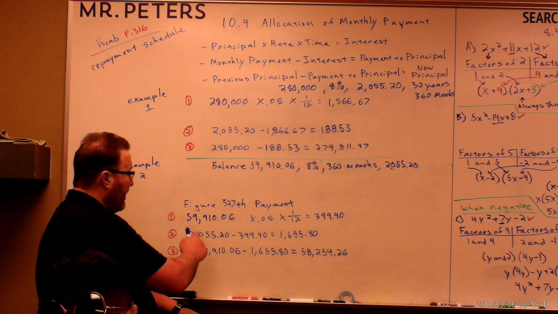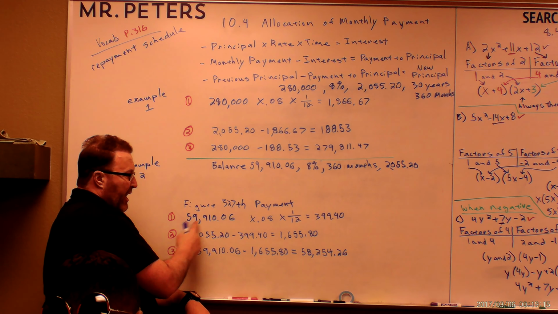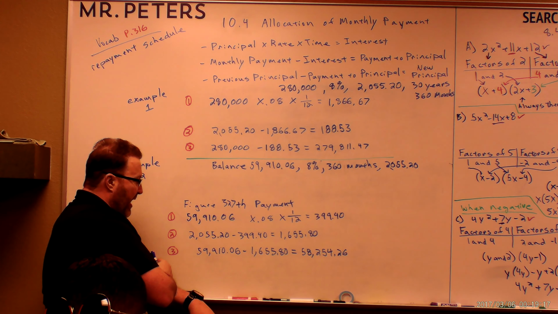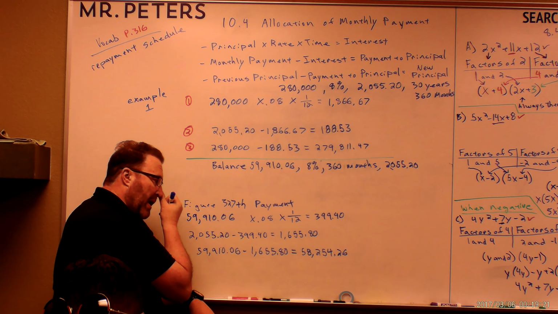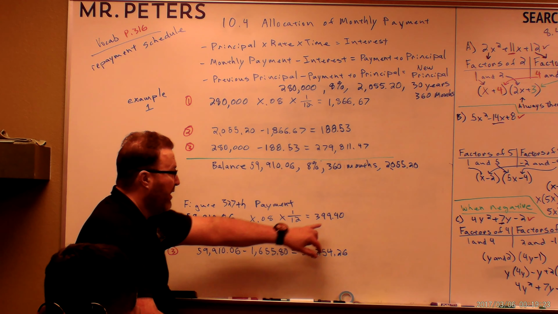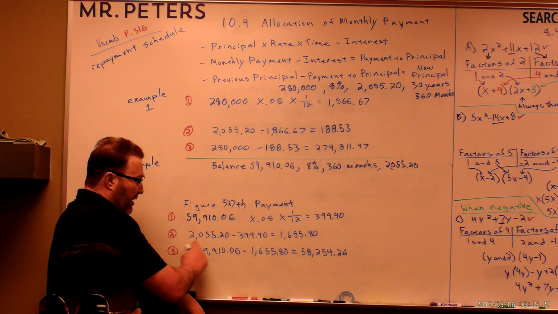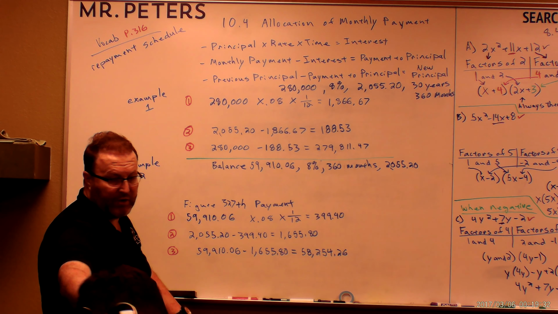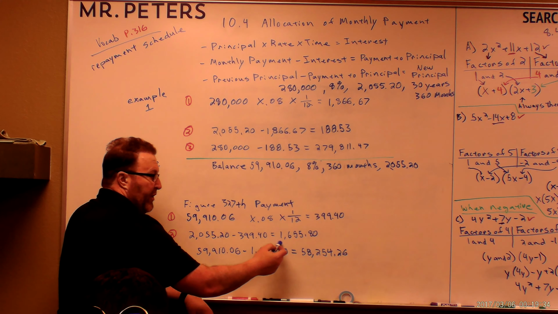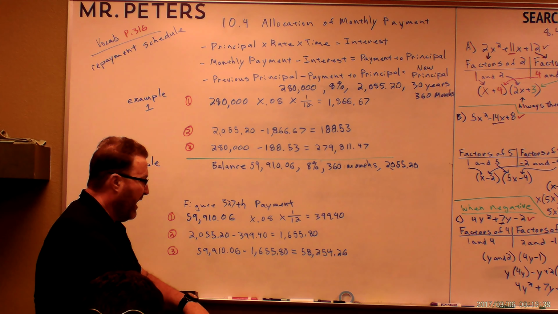Okay? So we're going to take that balance, the same thing like we took the 280. This is how much they owe now after the 327 payment. So $59,910 times 8% times 1 divided by 12 is $399.40. So we take the $399.40 and subtract it from the payment amount, the $2,055.20, and that'll show you on the schedule the amount that's going to be applied to principal, the $1,655.80.